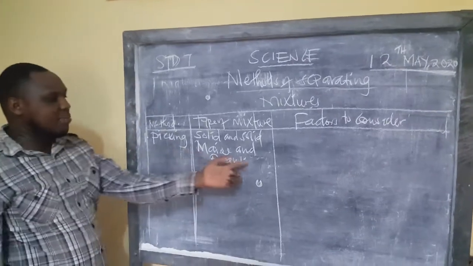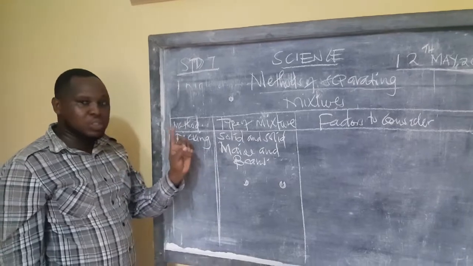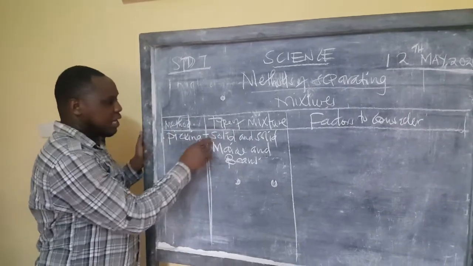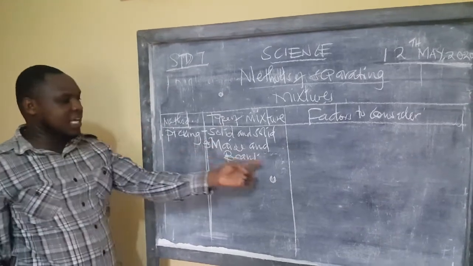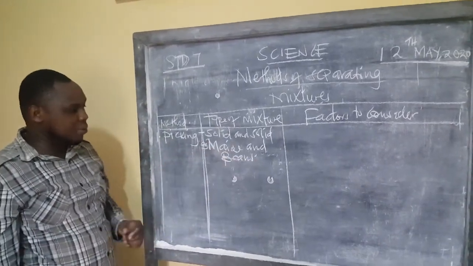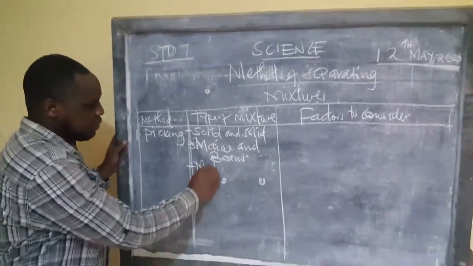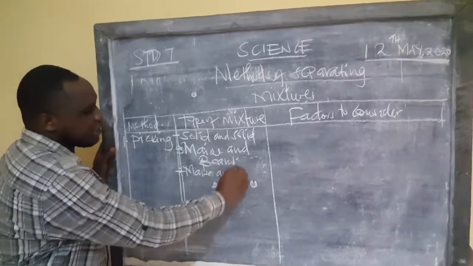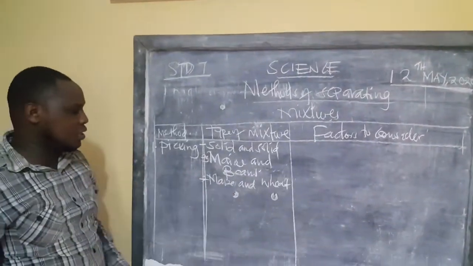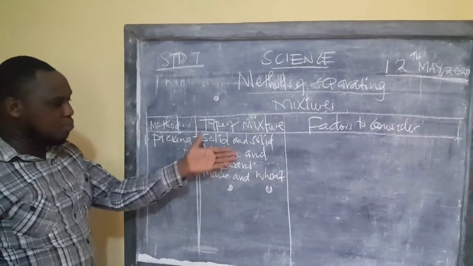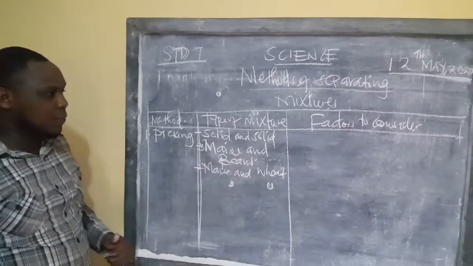If you look at maize and beans, all of these are solids. So the type of mixture is a solid and solid mixture, and then we have an example. Maize and beans is one example. We can also have another example, maize and wheat. Those are enough. Both of the substances are supposed to be solids.